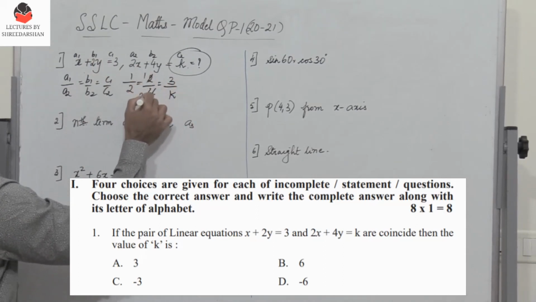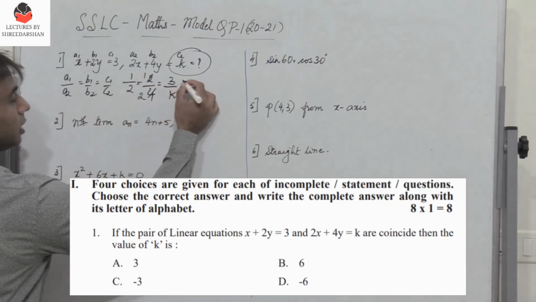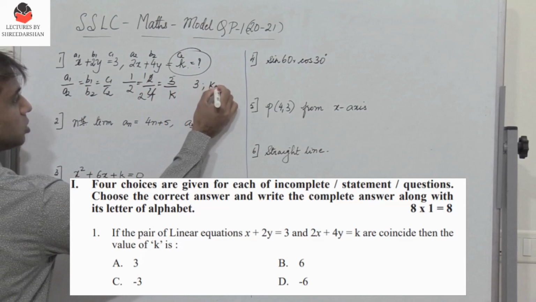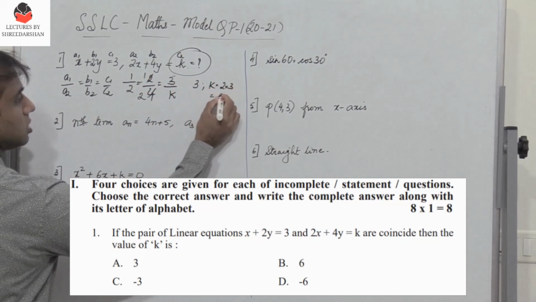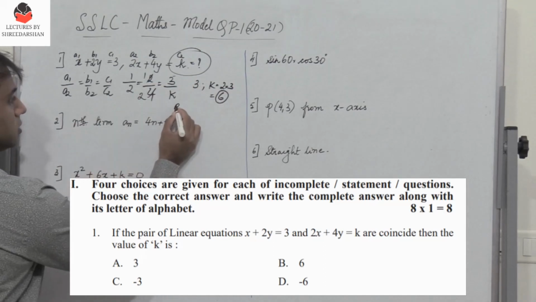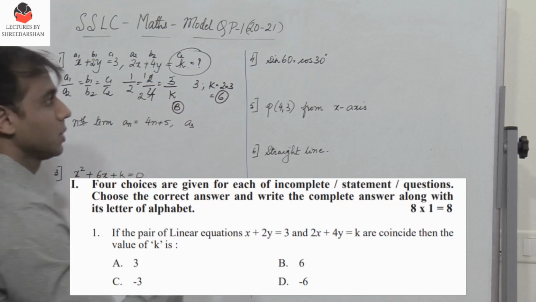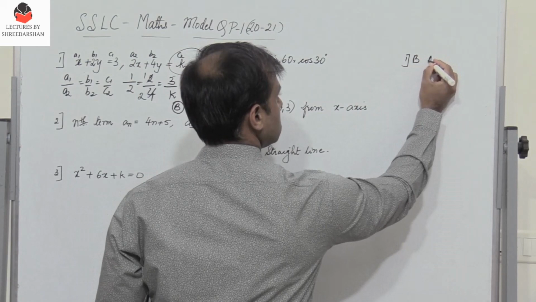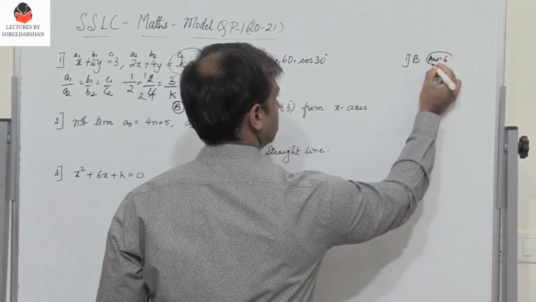So we know that the ratio is 1 by 2. So if the numerator is 3, then definitely k has to be 2 into 3, which is 6. So you observe the options. So you find that the option is B. So the first problem, the right option is B. So let me write the option is B and the answer is 6.